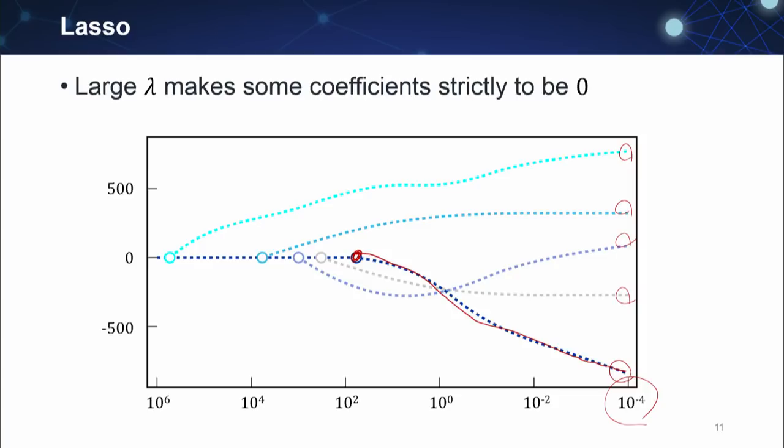For example, at lambda around 10 to the third, which is around this point, only 2 variables have non-zero coefficients among the 5 variables. So it's a true variable selection. This is a strong advantage of the lasso. We will see later why lasso makes coefficients 0, but Ridge does not.